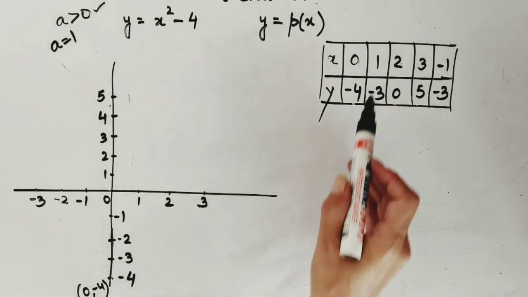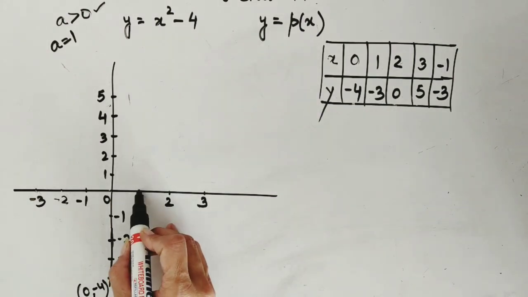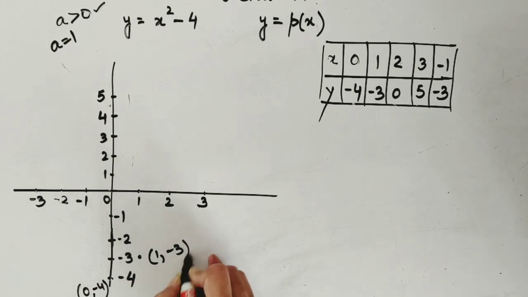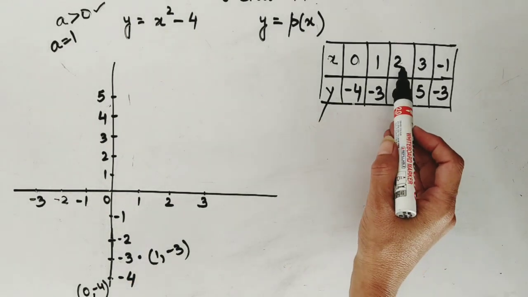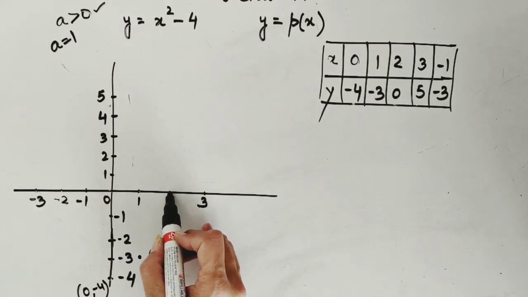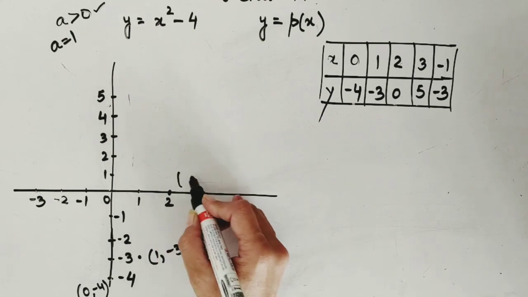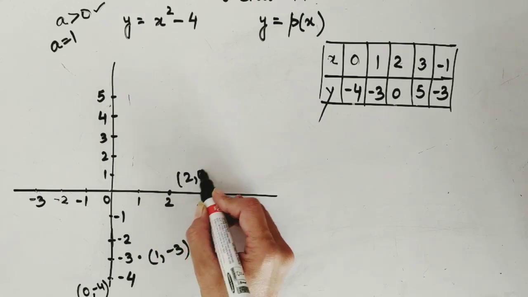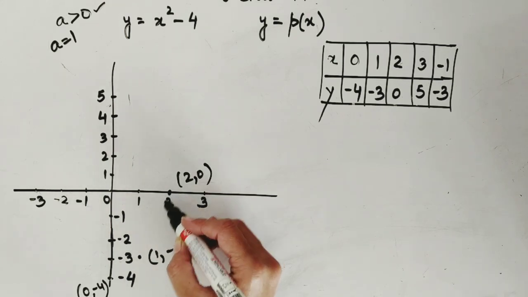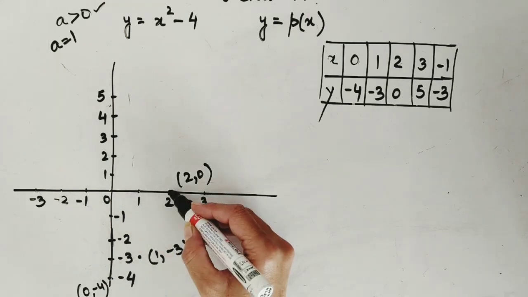Then next one, x is 1, y is minus 3. x1, y minus 3. This is our second point. 1 and minus 3. Then x is 2, y is 0. If x is 2, it's over here, y is 0. This is the point. x2, y is 0. So see, when you connect it with free hand, it would be a curve.